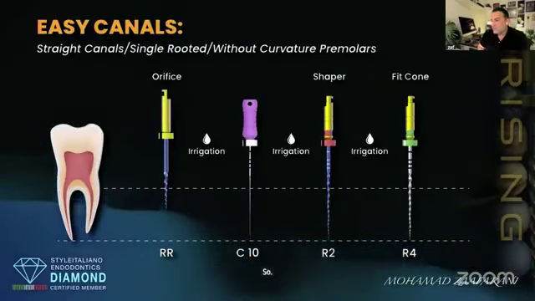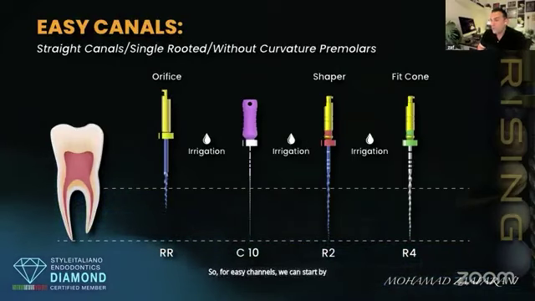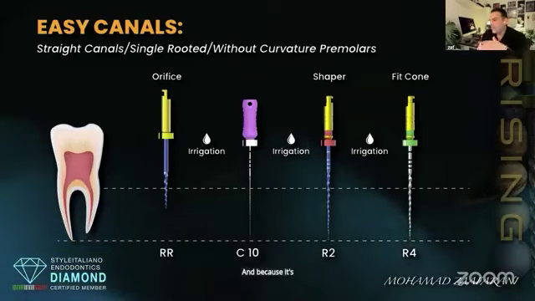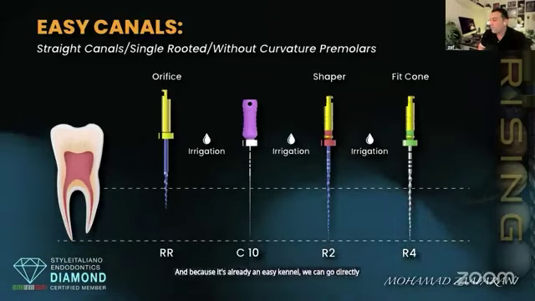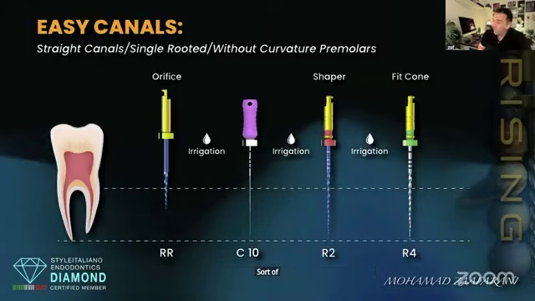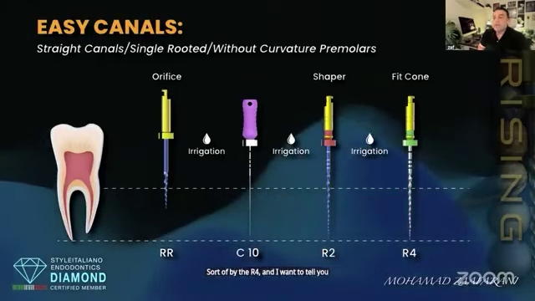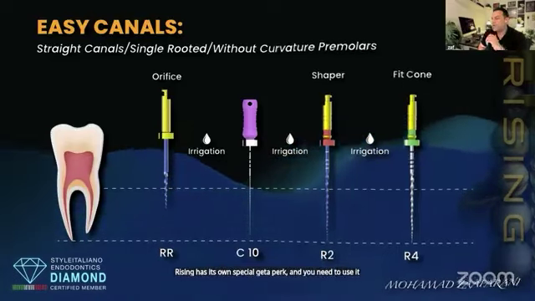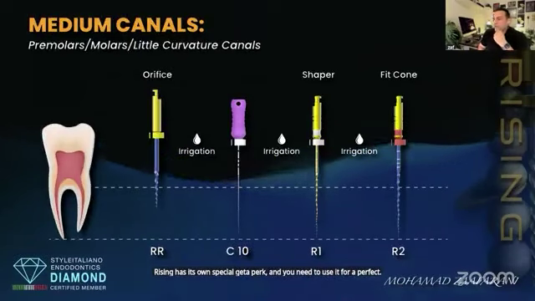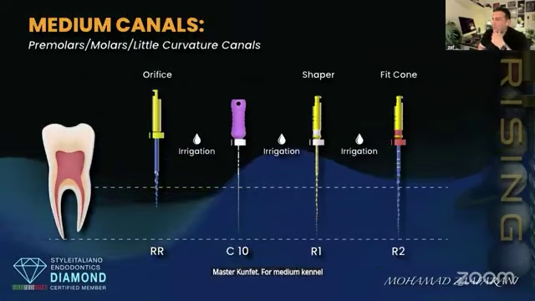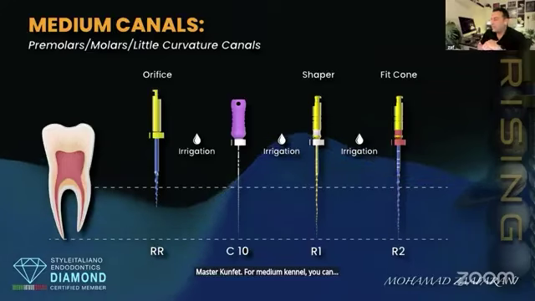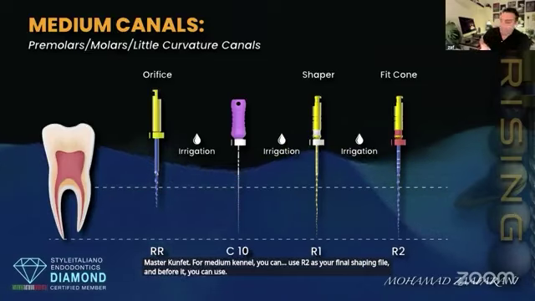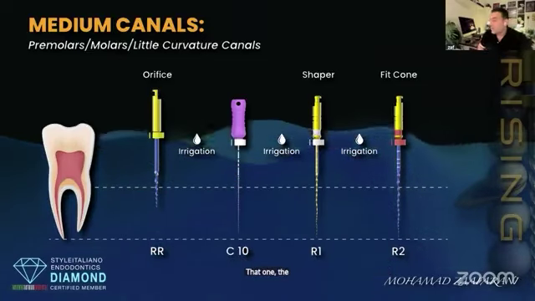So for easy canals, we can start with the RR, orifice opener, followed by the manual glide path. And because it's already an easy canal, we can go directly to 2504, followed by the R4. And I want to tell you that rising has its own special Ritig. You need to use it for a perfect master cone fit. For medium canals, you can use the R2 as your final shaping file, and before it you can use the R1, which is a mechanical glide path.